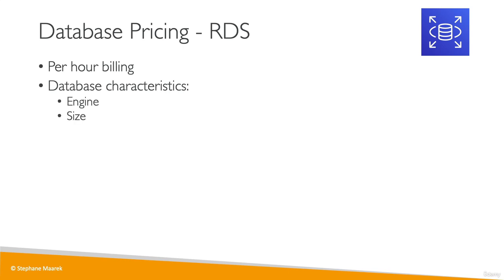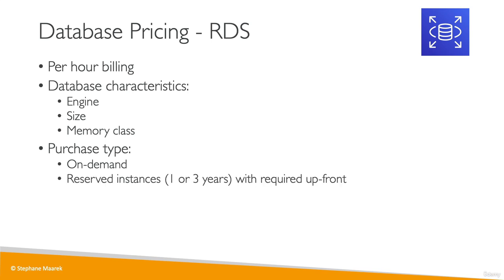So the engine type, the size, the memory class. Then for an RDS database, you can either have on demand as a purchase type, or you can reserve an RDS database, which is a very smart thing to do, for example, for 1 or 3 years, and you can pay upfront for that RDS database.